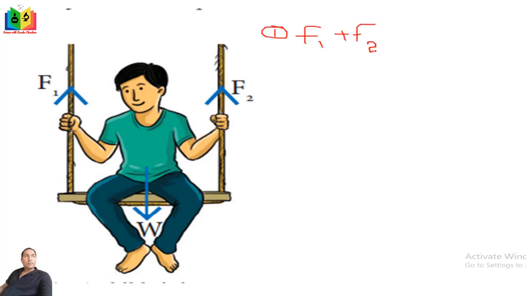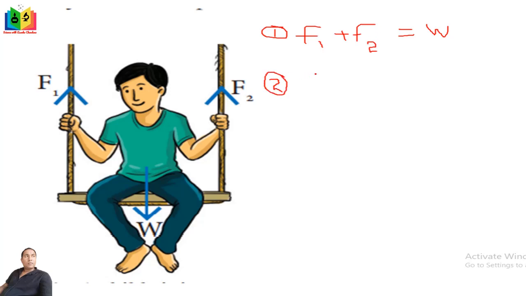F1 plus F2 should be equal to the weight. This is the first condition that should be satisfied for equilibrium of this object. It means the sum of the two forces must be equal to the third force, right? And also, what is the second condition?